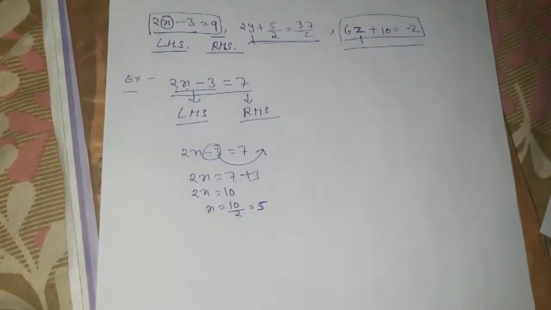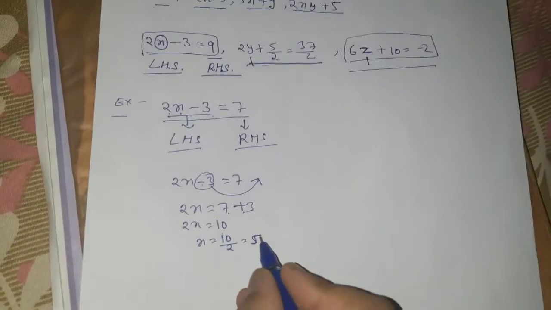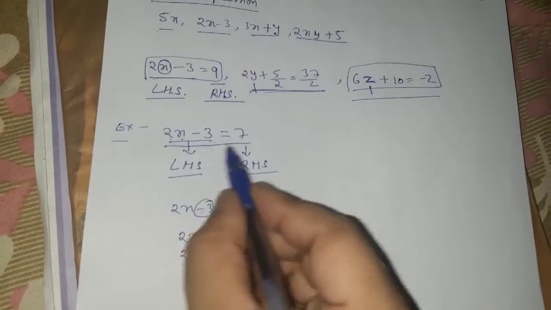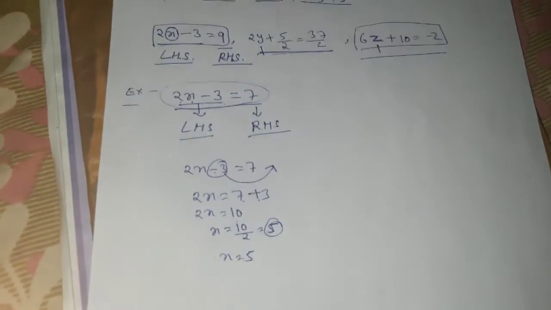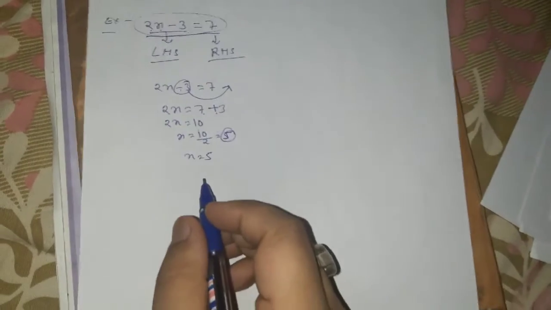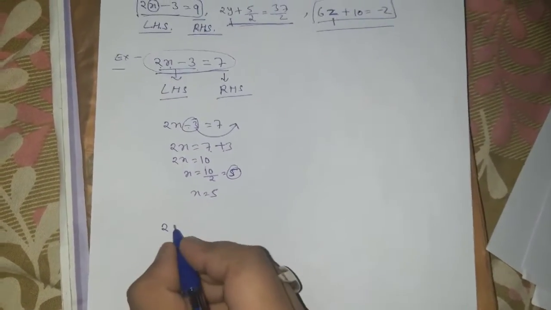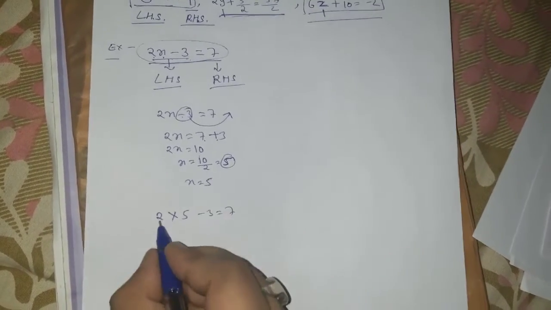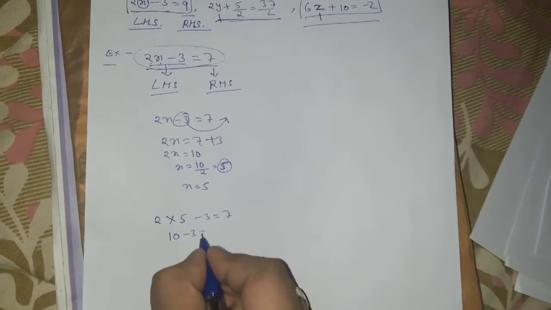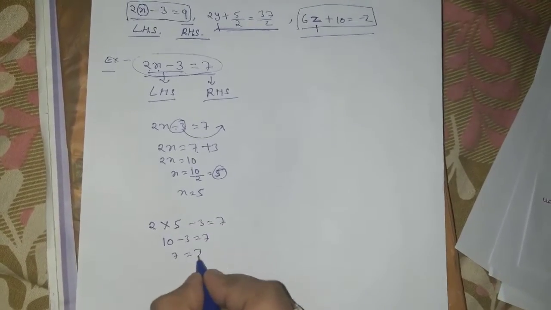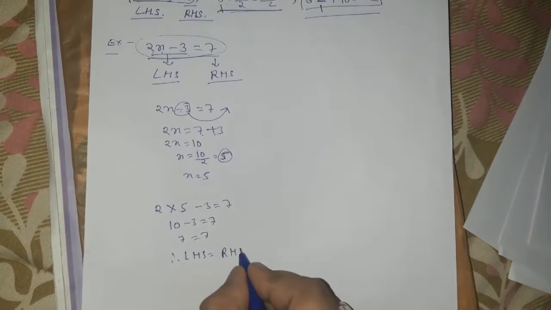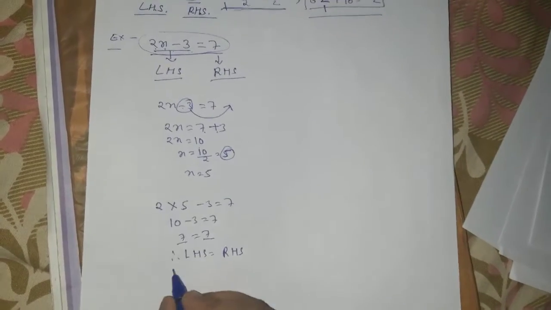Now if we put the value x equal to 5 in this equation and both sides have the same value, then it is solved. So 2 into 5 minus 3 equal to 7. 2 fives are 10, minus 3 equals 7. 7 equal to 7. Therefore LHS equal to RHS, it's proved.